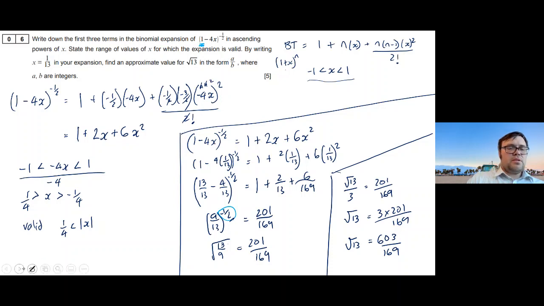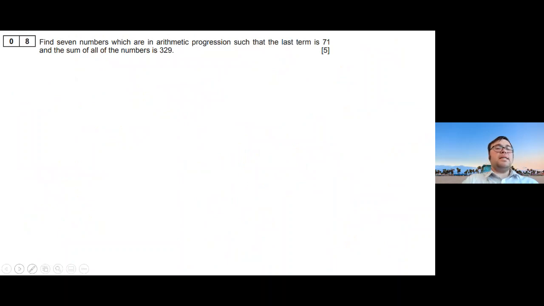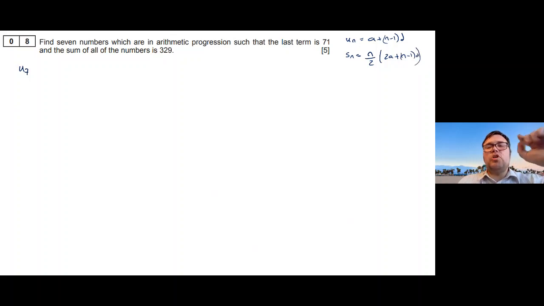Okay, next question. Okay, so we're on the arithmetic. Find the 7 numbers which are in the arithmetic progression, such that the last term is 71 and the sum of all numbers is 329. So if I put the formulas here, it's Un equals a plus n minus 1 d, then Sn equals n over 2 times 2a plus n minus 1 d. Un is the term value, and Sn is the sum of those values.